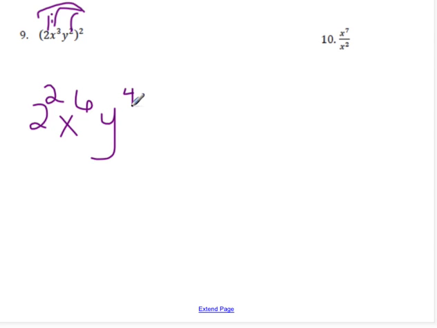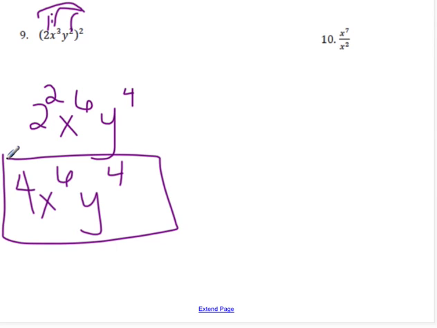So then we need to simplify this one step further. We're going to take 2 to the 2nd power, which is the same as 2 times 2. Well, 2 times 2 is 4, and then you get x to the 6th, y to the 4th. So that's your final answer for number 9.